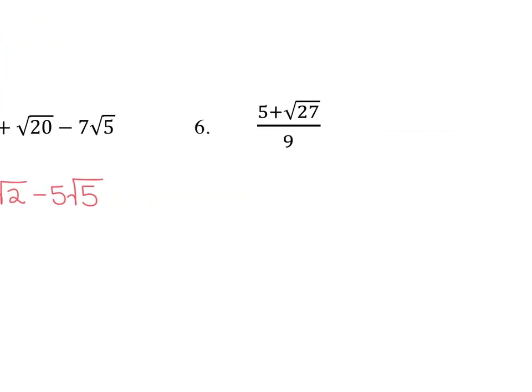All right, let's take a look at number 6. Here we have something that we haven't seen at all yet. We have 5 plus the square root of 27 over 9. Now, our numerator has 2 terms. So what we have to do is go ahead and simplify this radical. It's going to be 5 plus, I'm going to rewrite 27 as 9 times 3 over 9. Now, I still cannot simplify anything except for the radical. So I'm going to have 5 plus 3 square roots of 3 over 9.